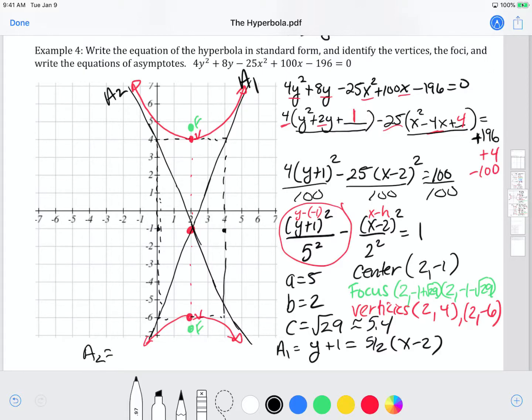My equation for A2 is going to be y plus 1 is equal to -5/2 times x minus 2. Because in order to go from the center down to the corner of my box, another point on the line, I've got to go down 5 and over 2. So my slope for A2 should be negative. And then, of course, if I want to put these in slope-intercept form, I would just distribute the 5/2 or the -5/2 and then subtract 1 from both sides.